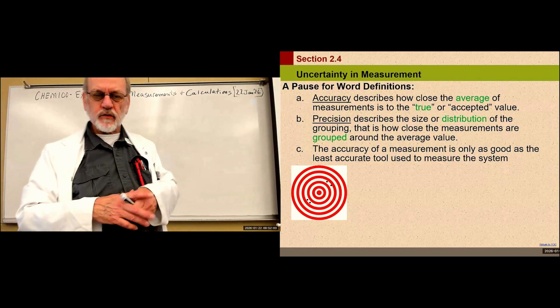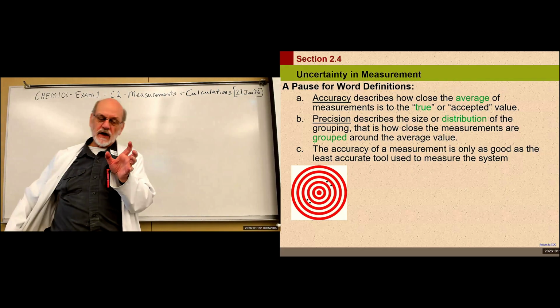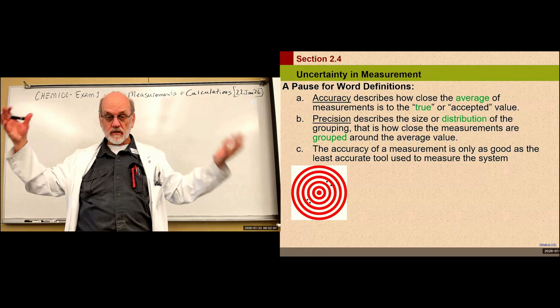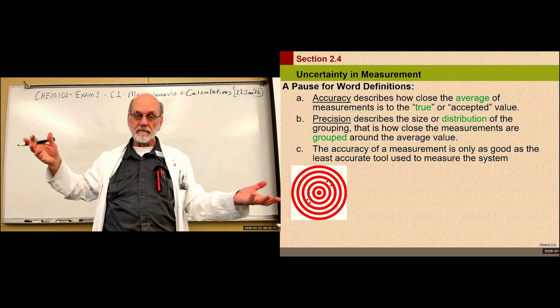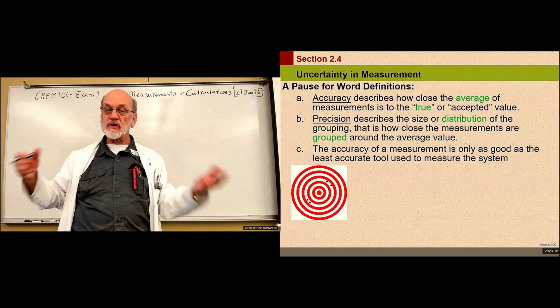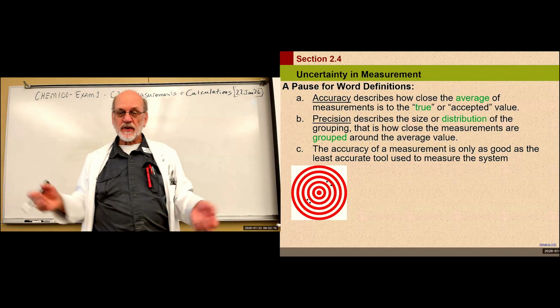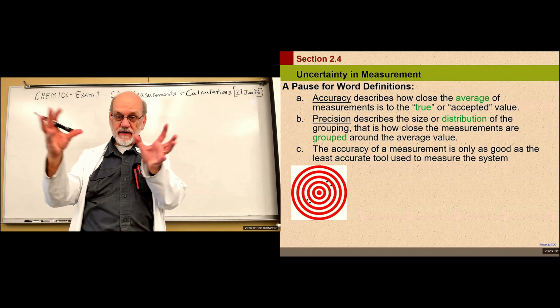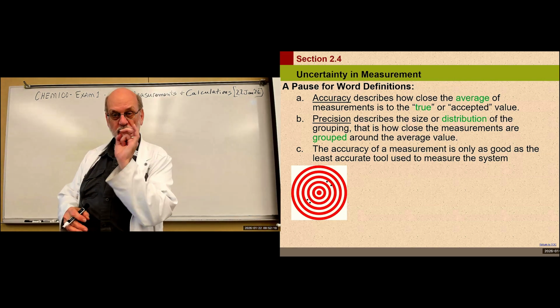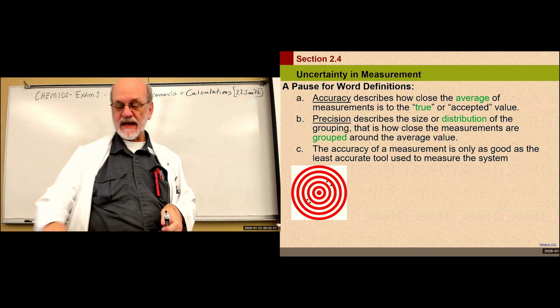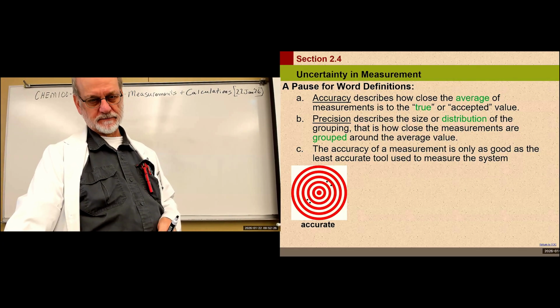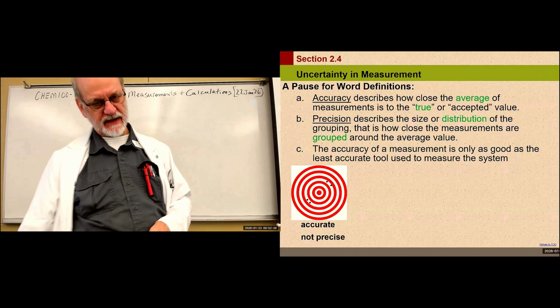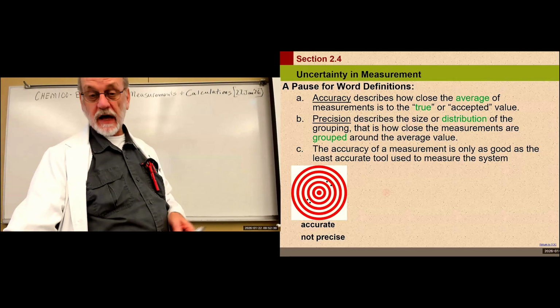Okay. So this one, what would this one be? Notice that there's a wide spread on your impact points for the bullets. That would be not precise. But if you average all those values together, they end up on the bullseye. This would be an accurate group of measurements. Accurate, but not precise.